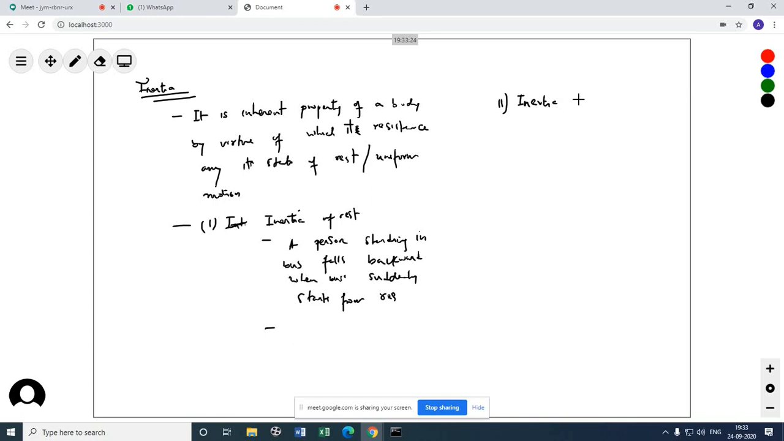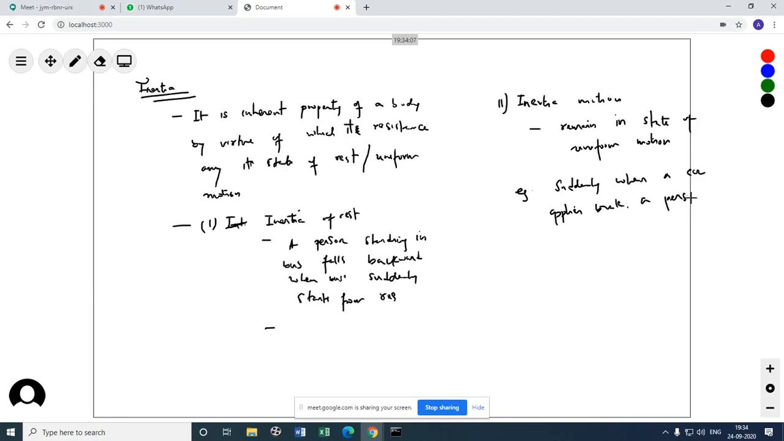Now inertia of motion. The tendency of a body to remain in motion. Remain in what kind of motion? Accelerated motion or the state of uniform motion? The tendency to remain in uniform motion is called inertia of motion. What example can you give? When a car suddenly applies the brake, a person falls forward.